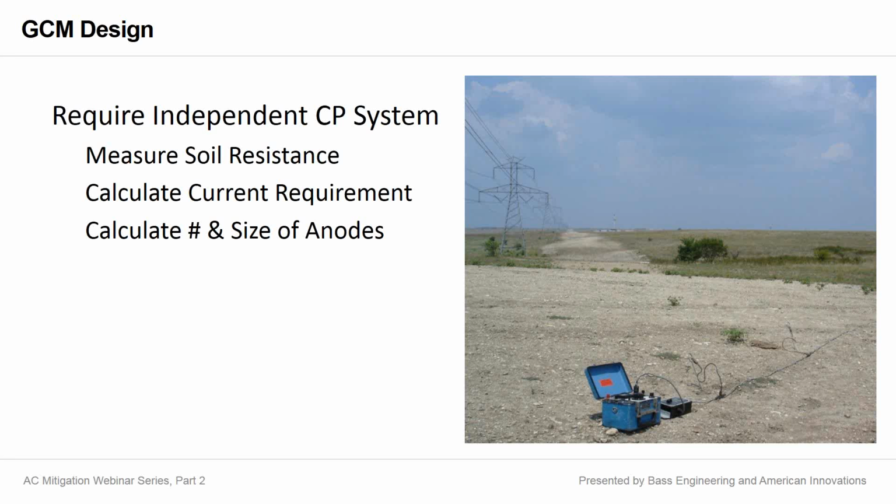Once again, think about those gradient control mats. We must design our CP systems for the conditions that they're exposed to. Just like you would design a cathodic protection system for your pipeline structure, you're going to move through those very same steps for the design of your gradient control mat. That would involve measuring soil resistance, calculating current requirement, and designing the appropriate number and size of anodes that are required to protect that structure.